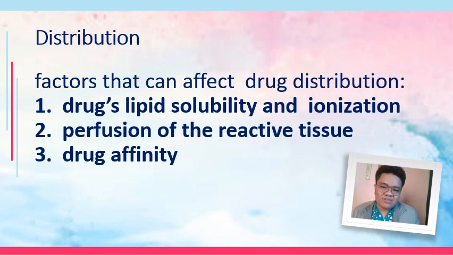Second, perfusion of the reactive tissue. The rate of the blood flow to where the drug is being administered would affect its distribution. For example, if the drug is administered subcutaneously, its distribution is expected to be slower compared to the drug administered intramuscularly, because blood vessel endings are minimal in the subcutaneous tissue compared to your intramuscular injection, which has access to your blood vessels.